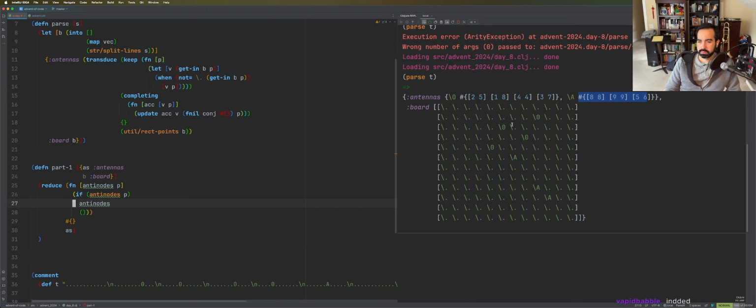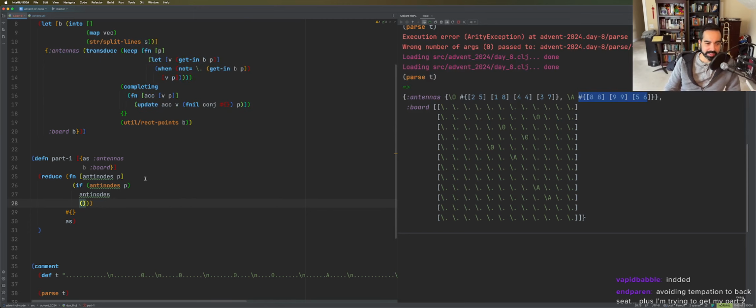Plus, avoiding the temptation to backseat. Plus, I'm trying to get my part too. Oh, it's a race. It's a race in paren. Let's go. Okay. Now I have to go fast.